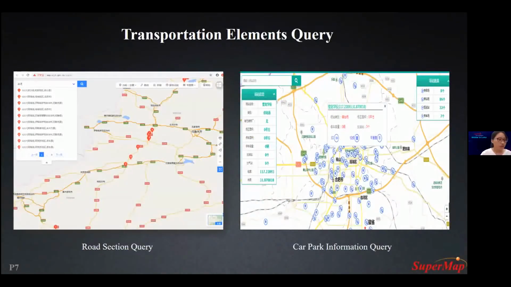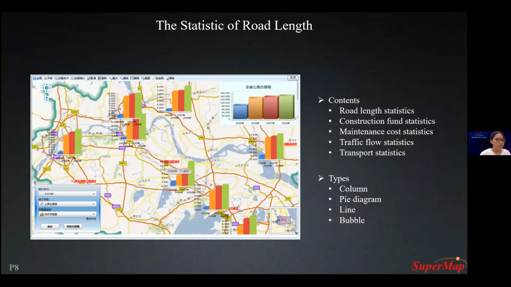GIS can also perform spatial query and attribute query on all the spatial elements. The platform supports keyword query input and also supports clicking on the map to query element details. And the system can provide a spatial statistics function for traffic semantic data and display it on the map in the form of thematic charts such as road length statistics, construction fund statistics, maintenance cost statistics, traffic flow statistics, and so on.